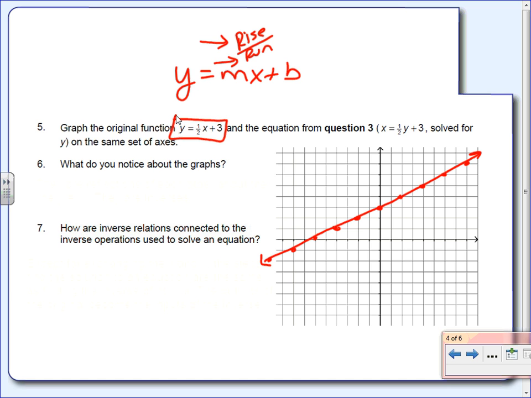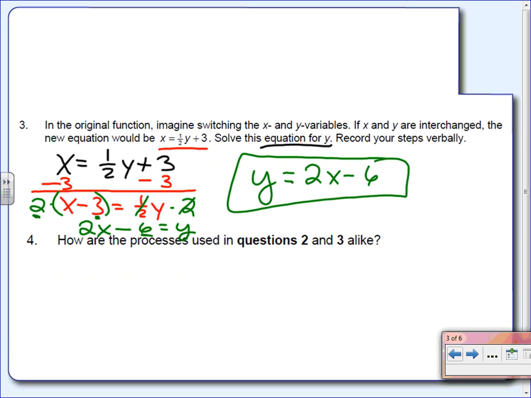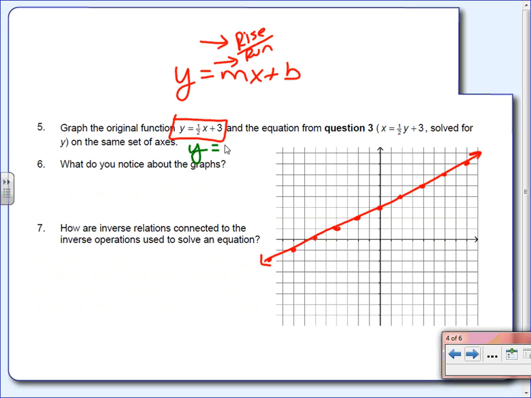Now what we're going to do is graph that new equation that we came up with. All right, so Melinda, what was that new equation that we had? We just came up with a new equation. What was it? Y equals what? 2x minus 6. So what we're going to do is graph that 2x minus 6.